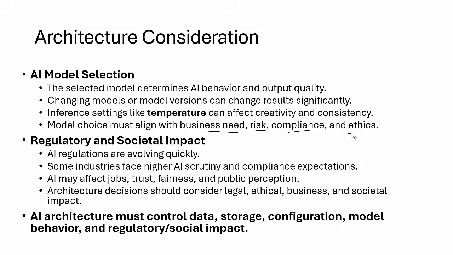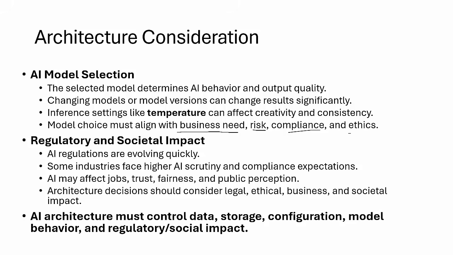This is the exam question also, because when you're designing an AI architecture, you must think beyond your normal IT security. You must control the models, settings and the external impact. As I said, with the AI model, you choose how the AI will behave and what type of output it will produce. And that should always be aligned with the business need, risk, compliance and ethics. So this is the exam question. Choose the right model for the right business purpose and risk level.